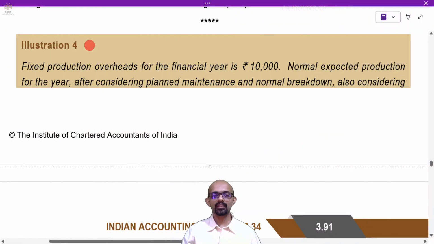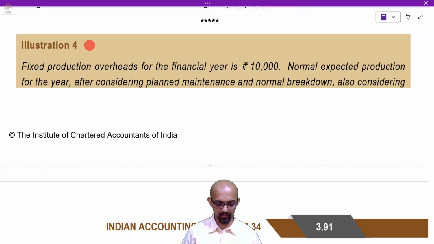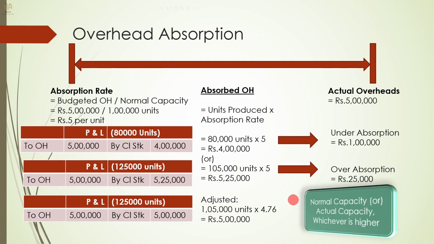Next, let us revise illustration 4. So illustration 4 involves Ind AS 2 as well as Ind AS 34. Now in Ind AS 2, we saw that while absorbing overheads, we have to consider the normal capacity or the actual capacity, whichever is higher. So in other words, over absorption is not allowed as per Ind AS 2, because that would amount to the stock being valued above cost.